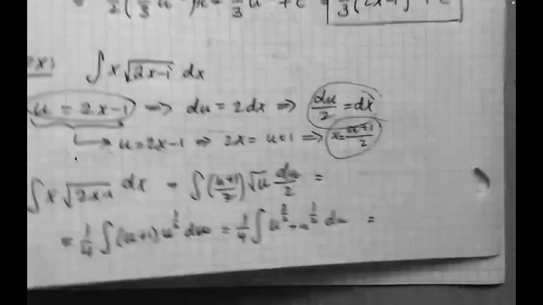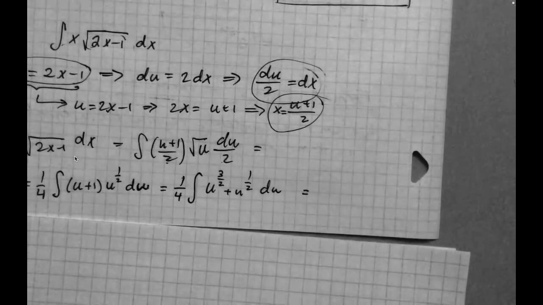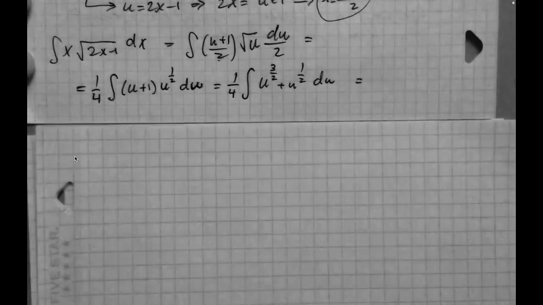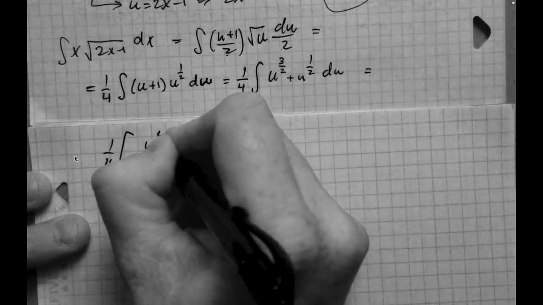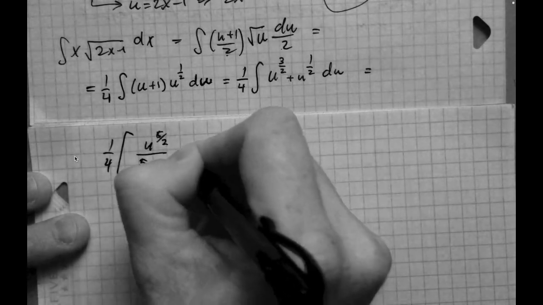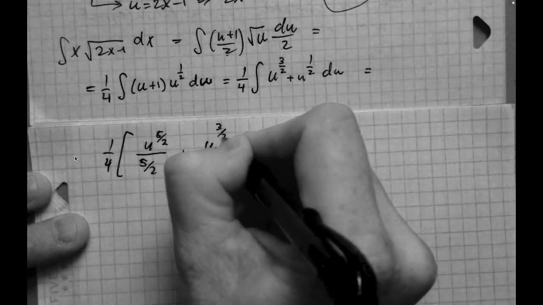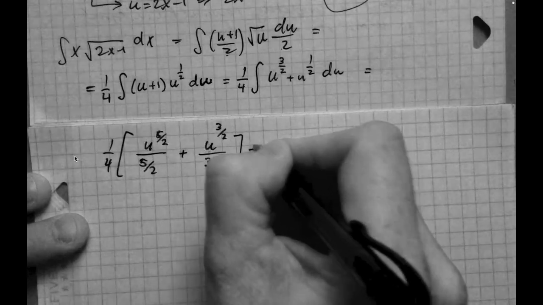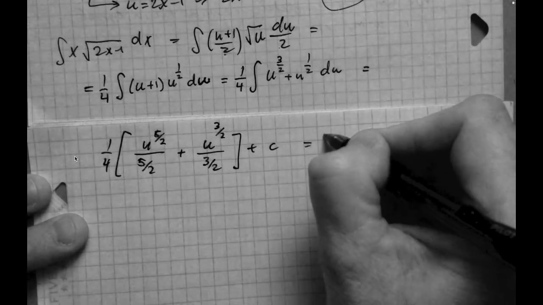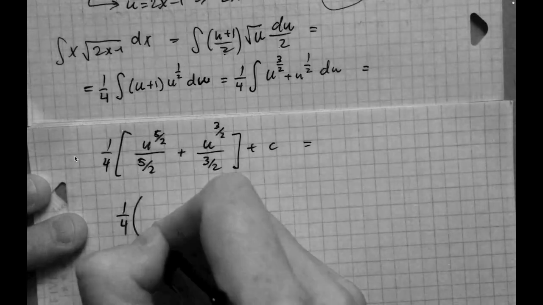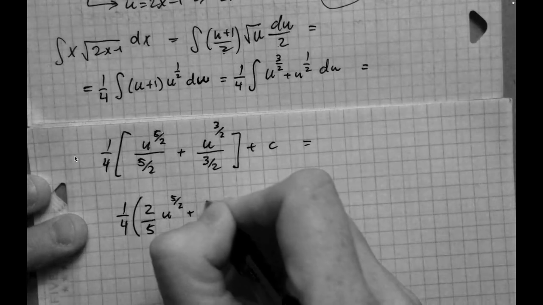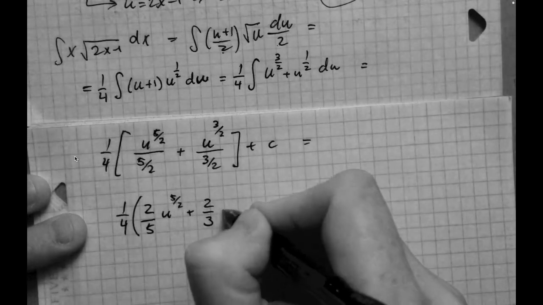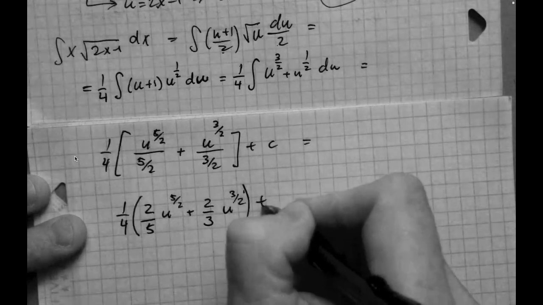And kind of switching pages here, that can be integrated really easily. 1/4, and then u to the 3/2 would become u to the 5/2 over 5/2 plus u to the 3/2 over 3/2 plus c, and you get, let's rewrite everything, 1/4, and then it's 2/5 u to the 5/2 plus 2/3 u to the 3/2 plus c.